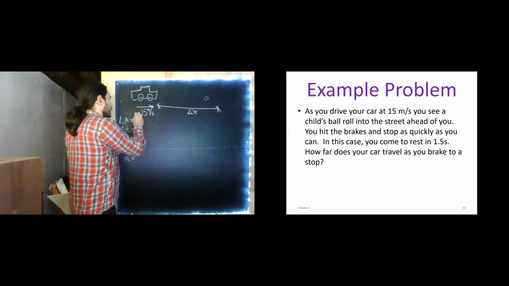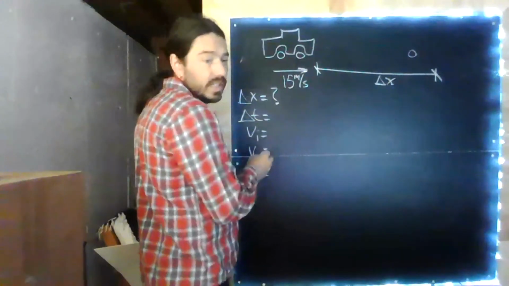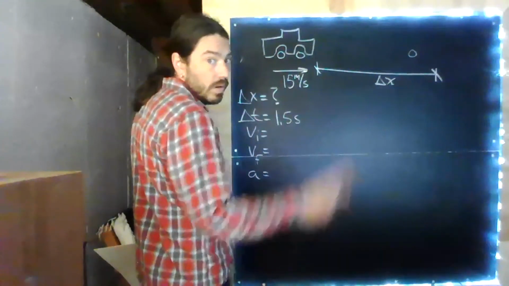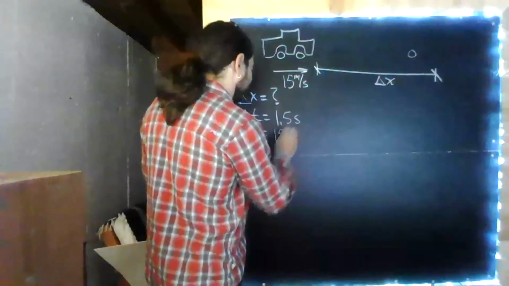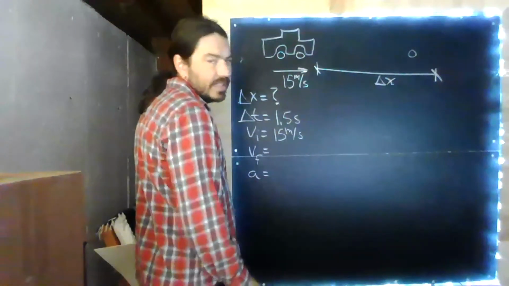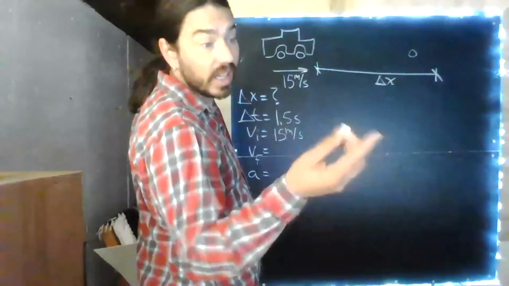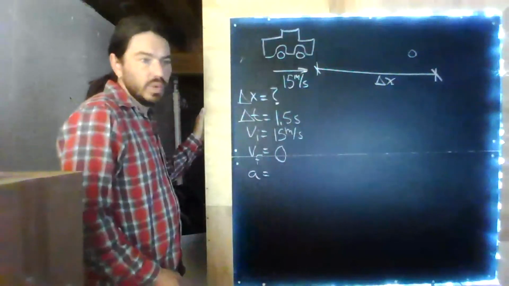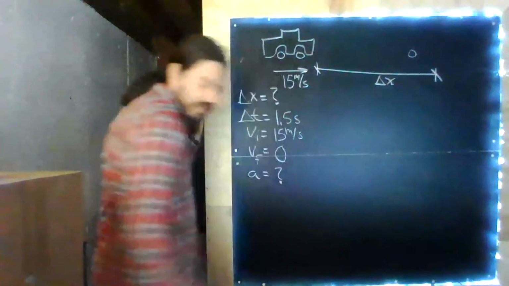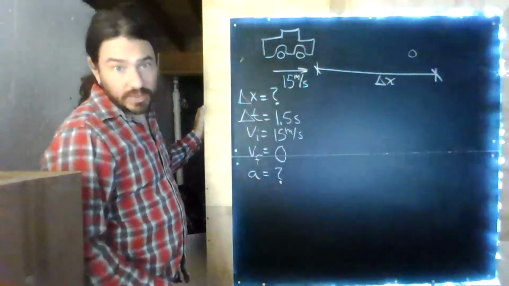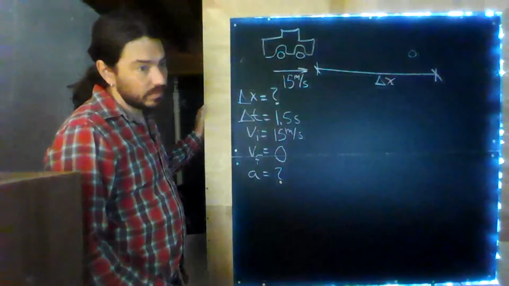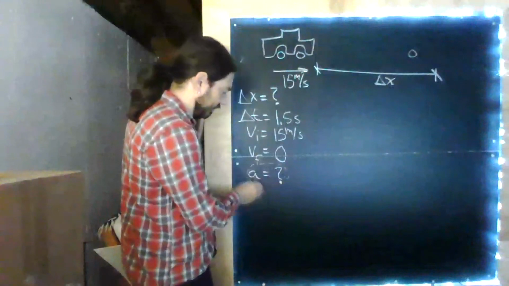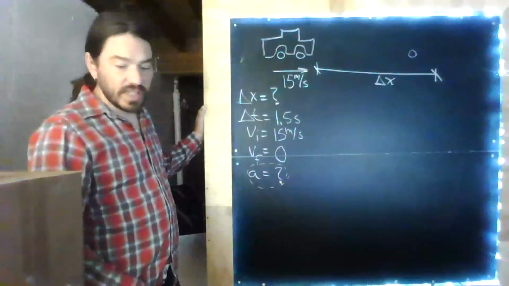All right, delta X, don't know. Delta T, they did tell us that. That's 1.5 seconds. V initial, 15 meters per second, right? V final, again, they didn't say 0 meters per second, but they did say comes to a stop, so that must be 0. And the acceleration, didn't tell us, did they? Okay, now, is there anything in here that we were neither asked for nor given? Acceleration, right? So I was neither asked for nor given acceleration.